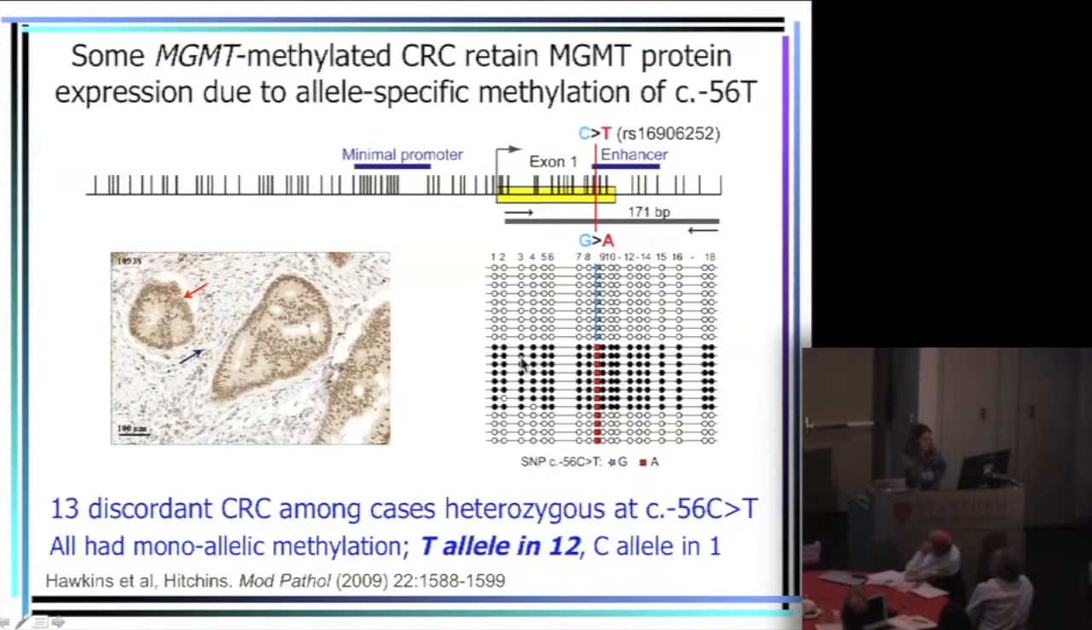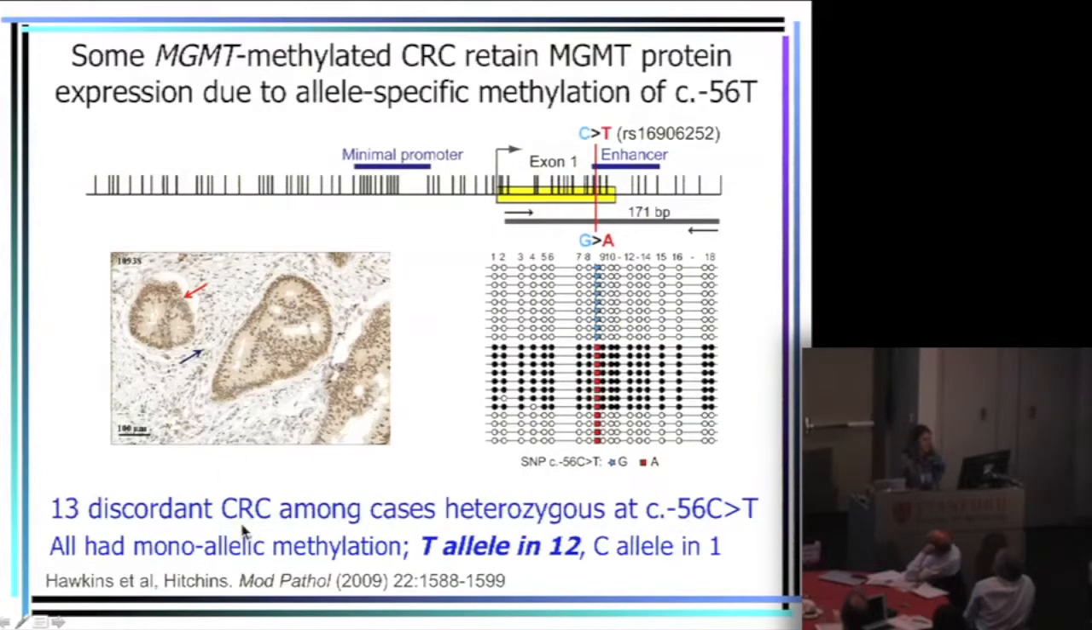But in this case, the methylation is monoallelic. Let's assume it's causing transcriptional inactivation for at least the majority of these T alleles, measured on the reverse complement strand as A. But the remaining allele, which is still retained, there was no loss of heterozygosity in this particular tumor sample, was still obviously expressing the gene, and therefore protein was still present.